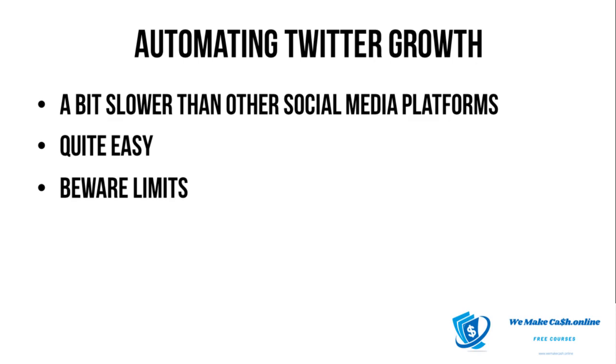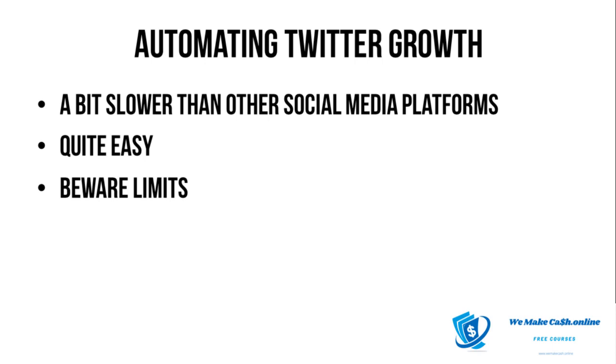Now, there's a few things you have to know about Twitter. It's a bit slower than the other social media platforms. It grows a bit slower, but on the other hand, it's quite easy. And another thing, you have to be aware of the limits of Twitter. They also have following and unfollowing limits, so we don't want to cross those limits and get our account banned. So those are the three things you have to know about automating Twitter growth. It's a bit slower, but it's quite easy. And we also have to be aware of the limits.